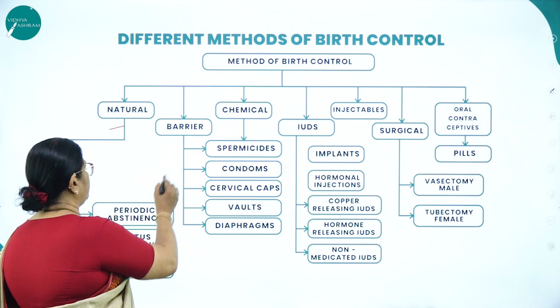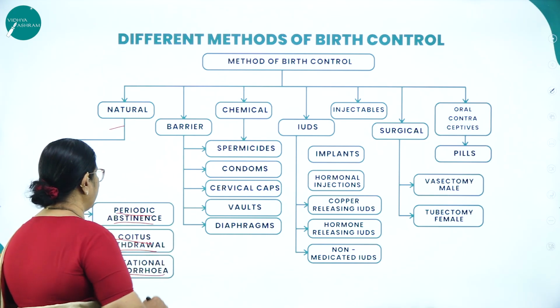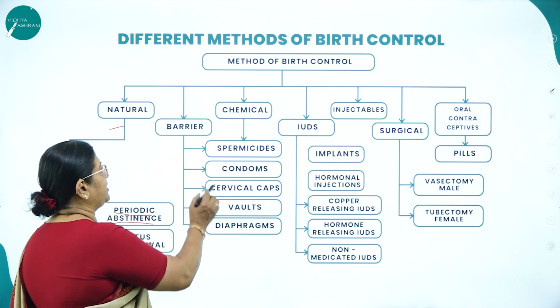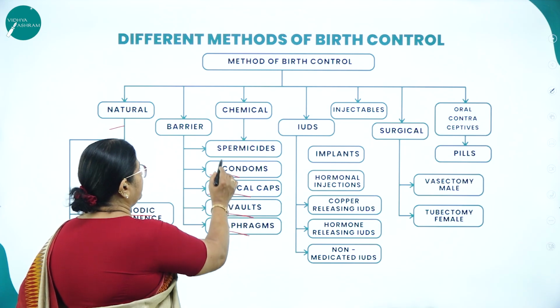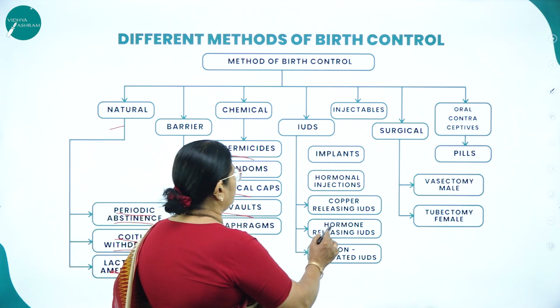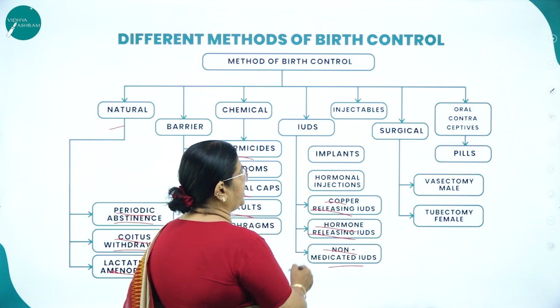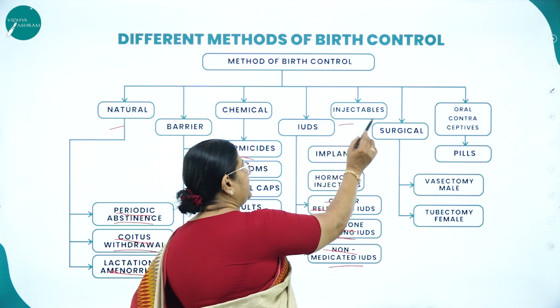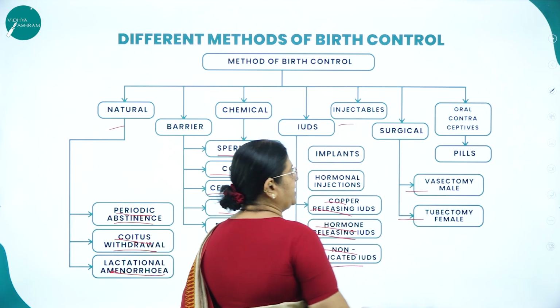Natural method includes what? Periodic abstinence, coitus interruptus or withdrawal method, and lactational amenorrhea. Barrier method, that is we have condoms, cervical caps, vaults, diaphragms. We can also call them chemical methods. IUDs include what? Copper releasing IUDs, hormone releasing IUDs, and non-medicated IUDs. Then comes injectables. Then surgical method, vasectomy in case of male, tubectomy in case of female.